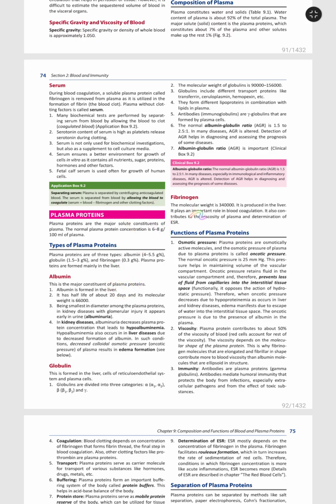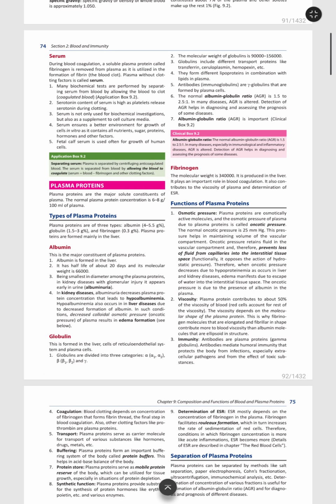Now we know albumin is also responsible for oncotic pressure, right? So if oncotic pressure decreases, edema will increase. Now what is globulin? Globulin is formed in the liver. Let's just remember, in the liver.